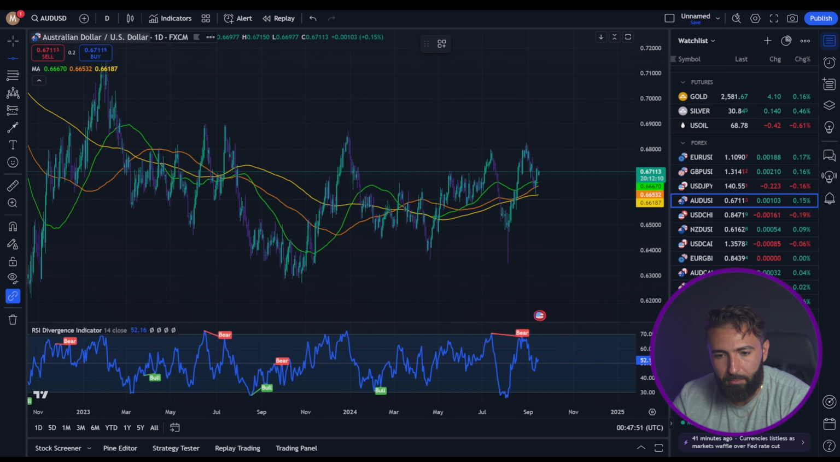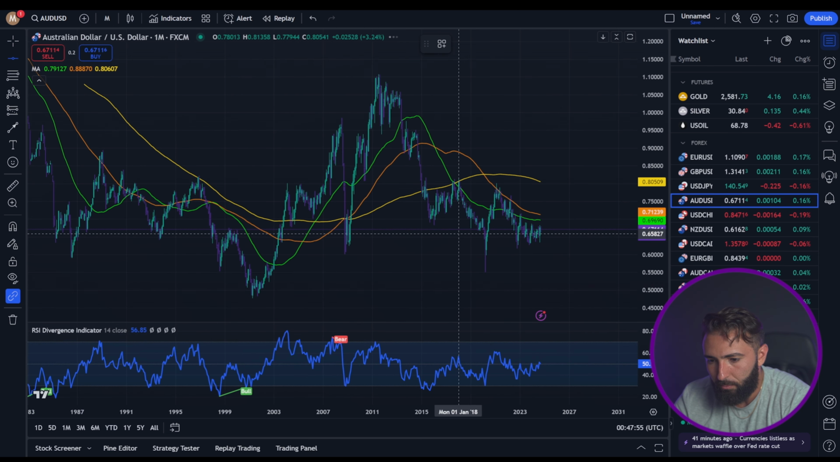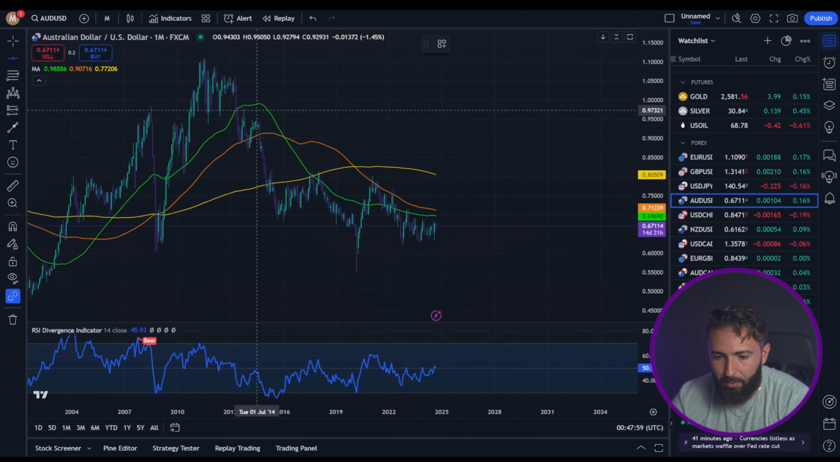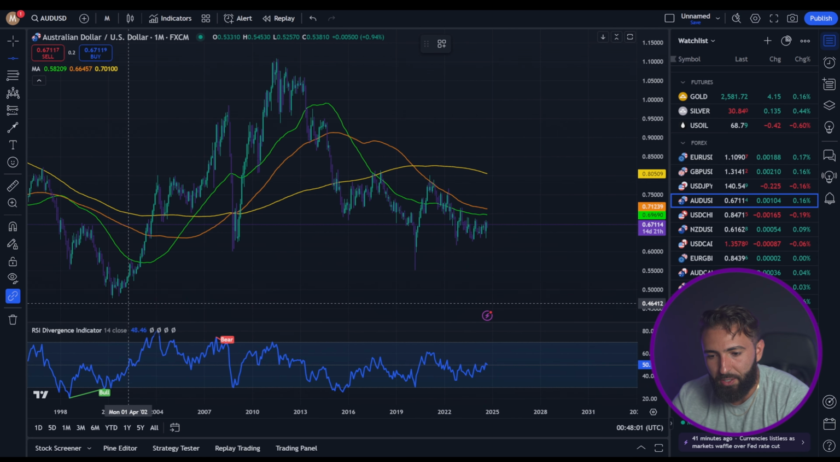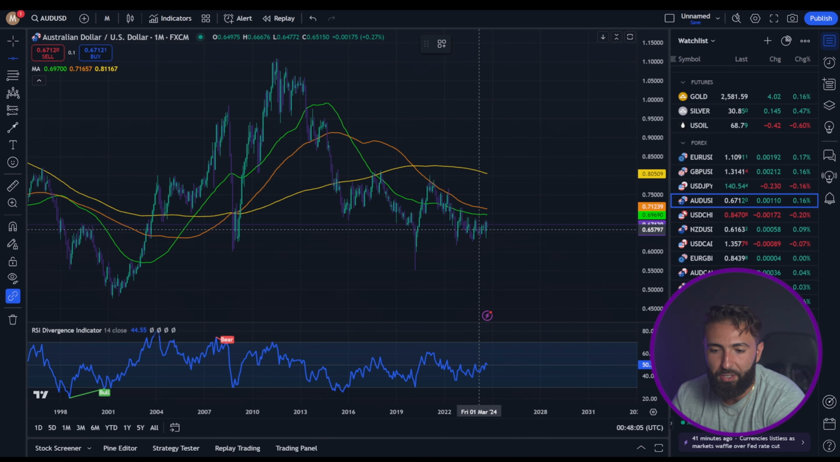So starting on the daily here, let me go back up to the monthly just to see where we're at. Okay, no clear indication. It's coming to a bit of a wedge. As you can see, this is forming a triangle. We are below the moving averages, which is a nice sign that we're in a downtrend.